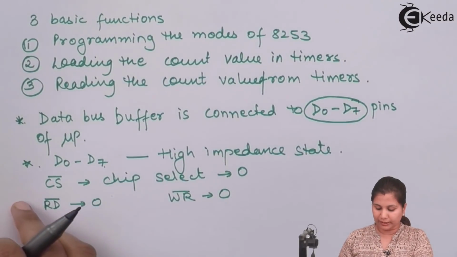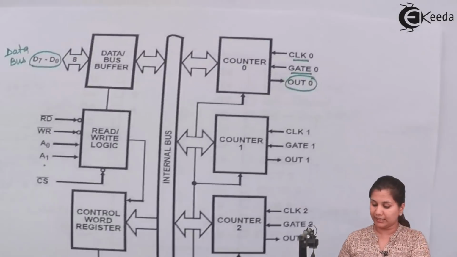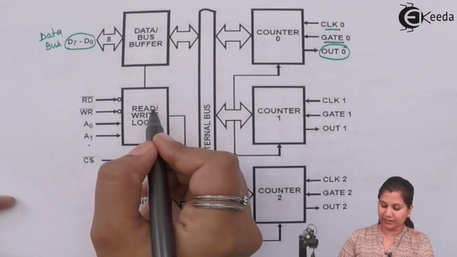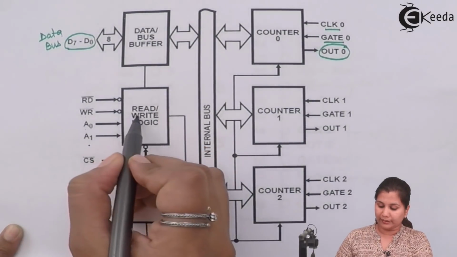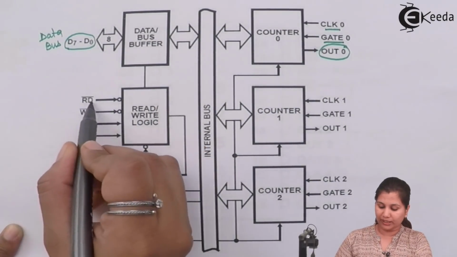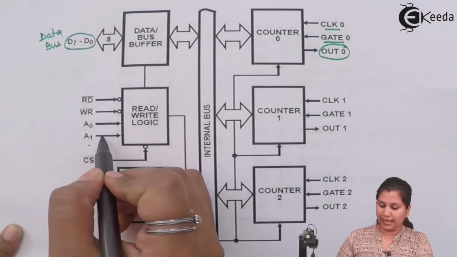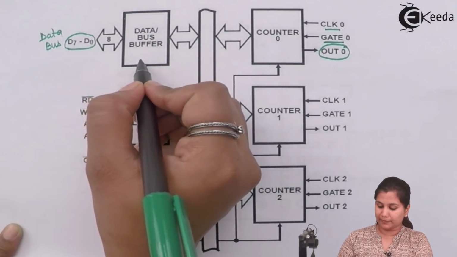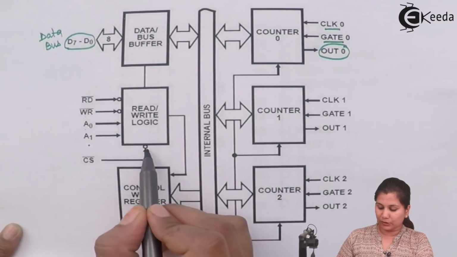Now the next block in the block diagram of 8253 is the read and write control logic. You can see in the diagram here, we have the read and write control logic. And in this logic, we have the signals read, write, A0, A1, and it is also connected to the data bus buffer, and the chip select signal is also there.